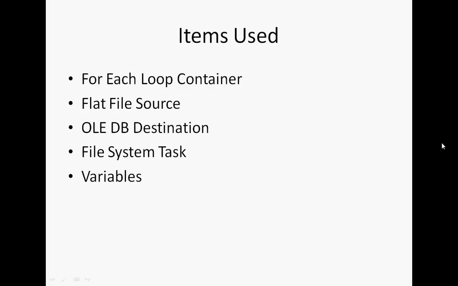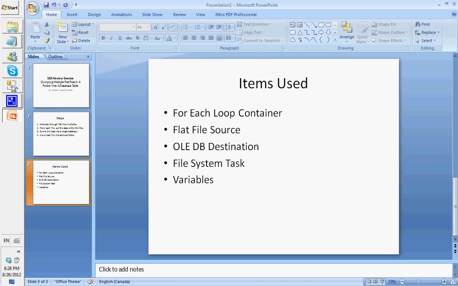In order to accomplish this, you're going to need the following items. In SSIS, you're going to need the for each loop container, the flat file source task, the OLEDB destination task, the file system task, and utilize user variables in SSIS. Okay, so let's actually go and do it.